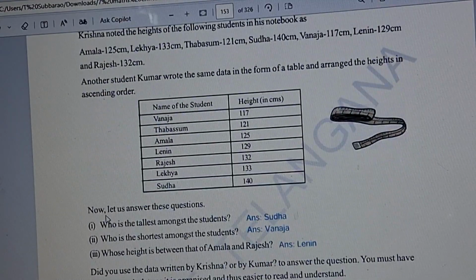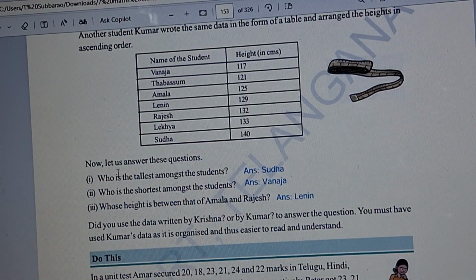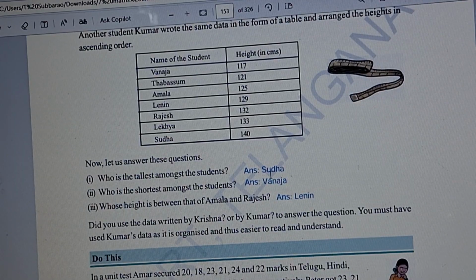Now let us see the questions that are given. See, now, who is the tallest among the students? So, with the help of this data, you can find out the tallest one is Sudha. This is the answer. Sudha is the tallest one. And who is the shortest among the students? The shortest one is 117, that is Vanaja. Whose height is between that of Amala and Rajesh? This is Amala, this is Rajesh. It is Lenin's height, which is in between the heights of Amala and Rajesh.